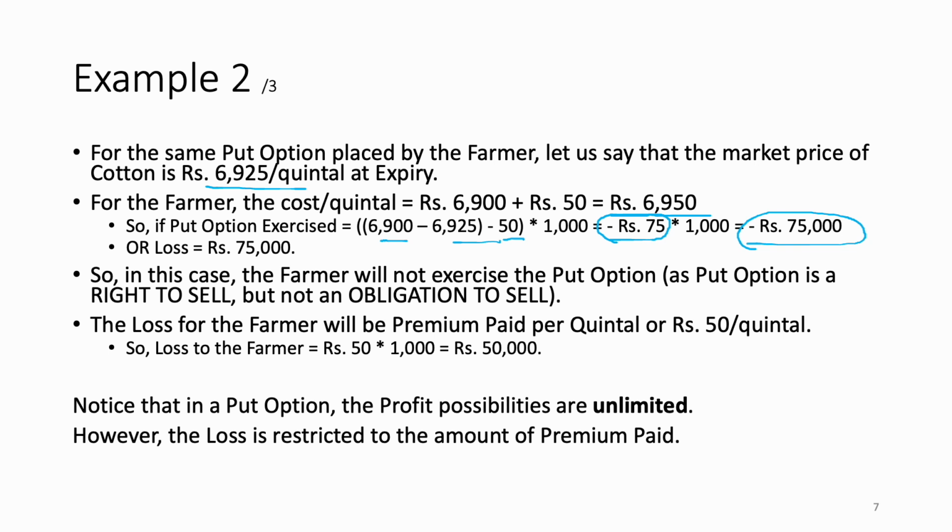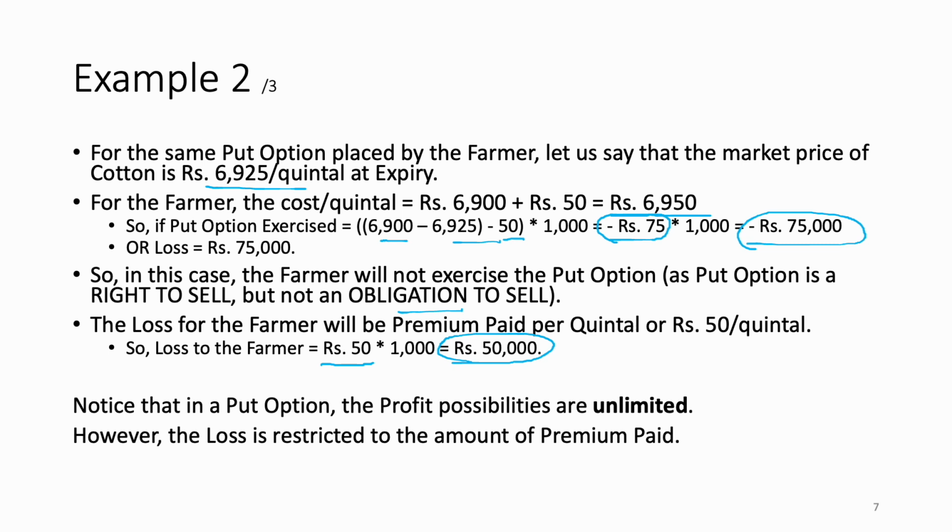However, we know that the farmer has a right, he can exercise the put option, or he can just walk away from it because he is not obliged. If he walks away from it, all he has to do is pay the premium, that was 50 rupees per quintal. So his net loss will be 50,000 rupees. So in this case, the farmer will just walk away from the trade, pay the premium and suffer a loss of 50,000 rupees. So there are certain things to be noticed here.